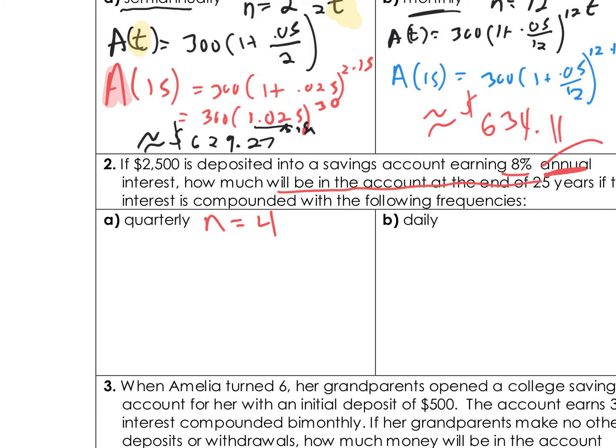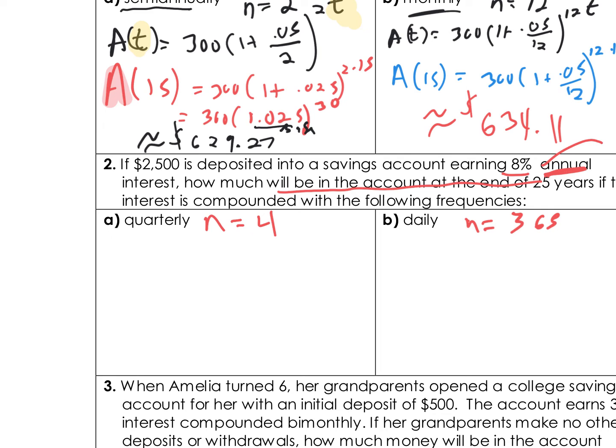When I do the other one daily, what do you think n will be? Only one person this morning knew the answer. Got to give it up to Alex. She's the only one. How many days in a year? Yeah, 365. So that means a bank is paying you interest every single day.